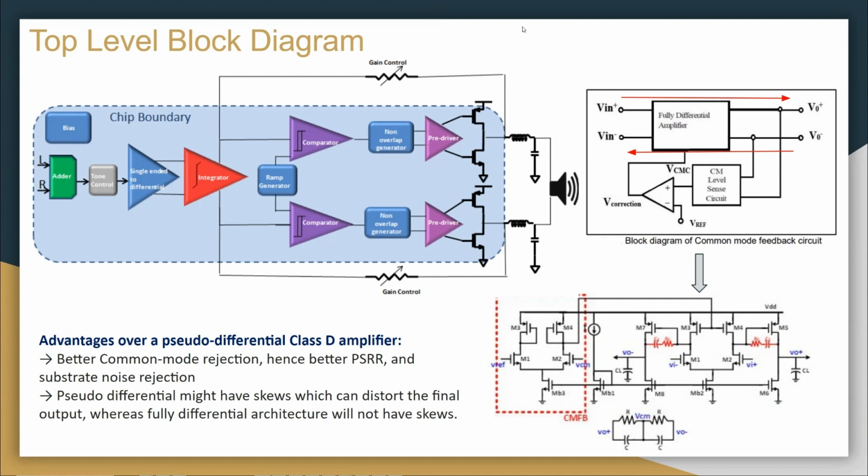What we are doing differently this year is implementing the differential stages using a fully differential amplifier instead of a pseudo differential amplifier, which helps us get better common mode noise rejection and correct for any skews in the two differential paths. So let's go to the top level system. Here, the first thing we do is convert the input stereo audio signal to a mono signal through an adder.